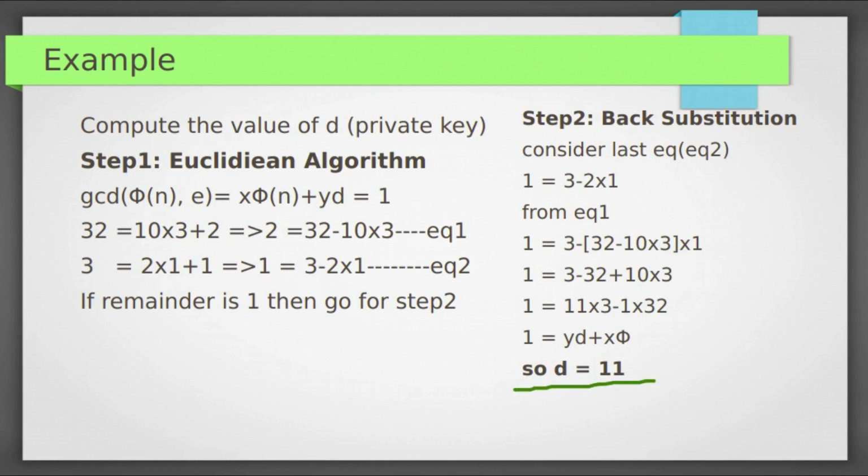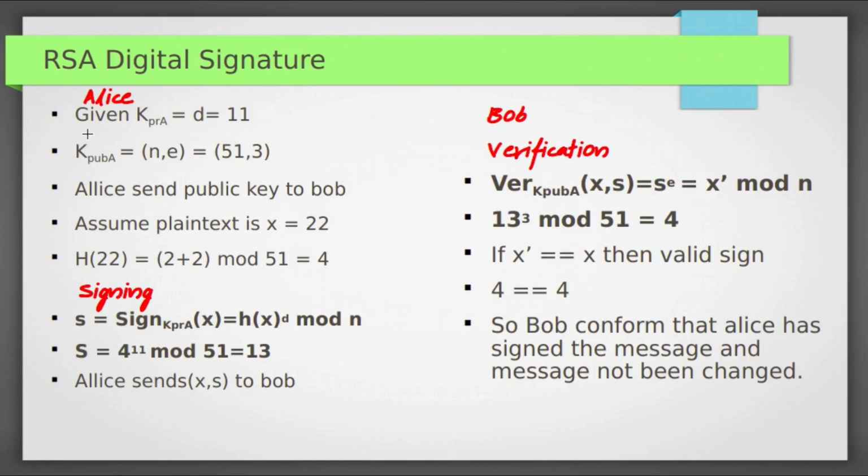If you want a clear explanation of this key generation, the same example is clearly discussed in the video RSA encryption. You can see that video. Alice's private key D is 11 and her public key N comma E is 51 comma 3. Here 51 is the modulus and 3 is the exponent. Message X value is 22.